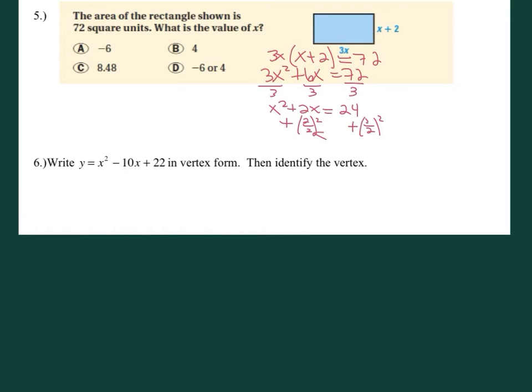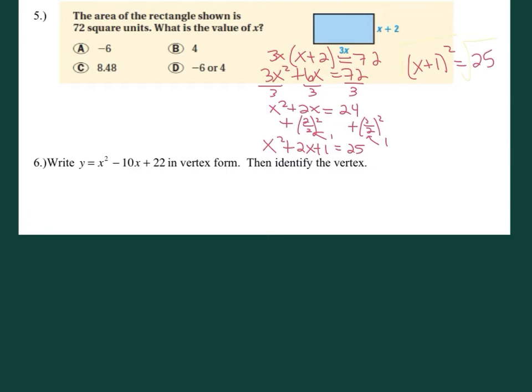Well, that's really just 1. Half of 2 is 1, and 1 squared is 1. So we'll have x squared plus 2x plus 1 equals 25. So we can factor that into (x plus 1) quantity squared equals 25, and we can solve with square roots.